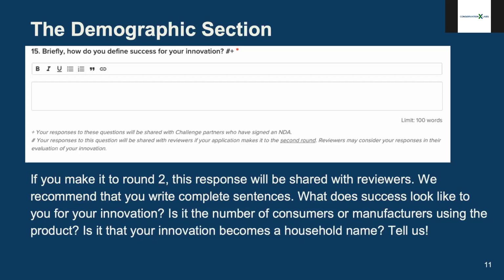Some ideas here: maybe success is when you reach a certain number of consumers or manufacturers using the product. Is it success when your innovation becomes a household name? Or is success something completely different? It doesn't have to be either of these examples that we've provided here, but we want to know what success means to you.